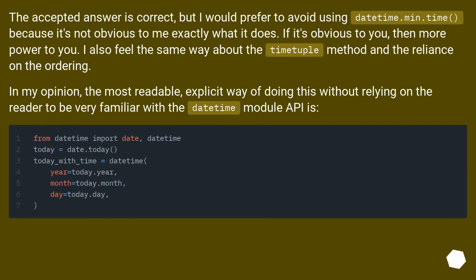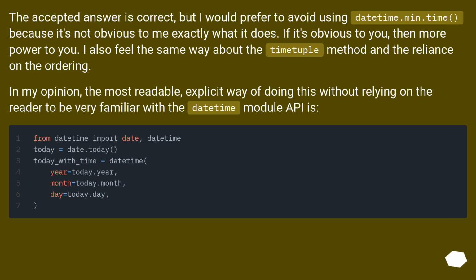The accepted answer is correct, but I would prefer to avoid using datetime.min.time because it's not obvious to me exactly what it does. If it's obvious to you, then more power to you. I also feel the same way about the timetuple method and the reliance on the ordering.